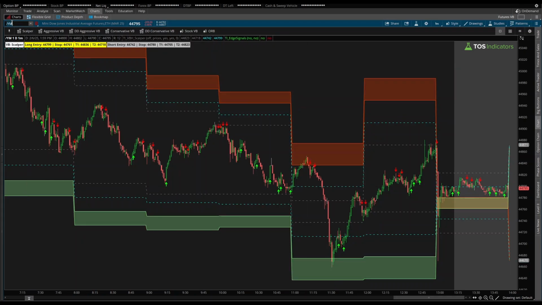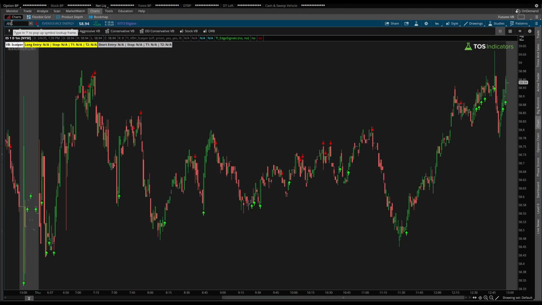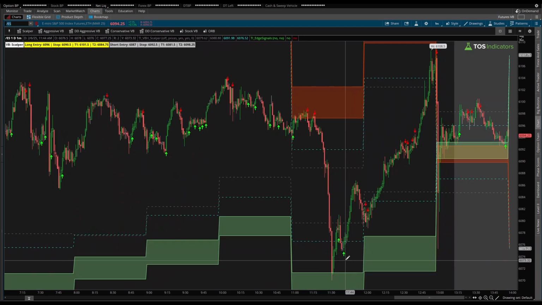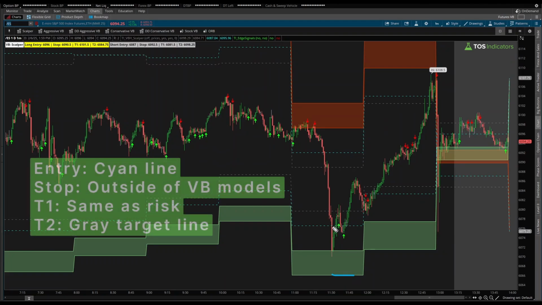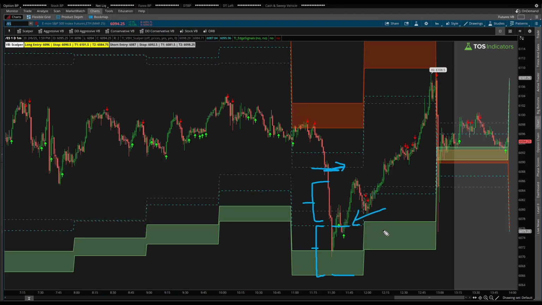So one more time, if we were to recap the setup, and I'm going to come back to the S&P here to do that, what we're looking for is a breach of our sign line. We then want to see at least one of these edge signal arrows. Multiple is nice. Once we see that, an entry at the sign line, our stop is outside of the volatility box clouds. Whatever this risk amount is, that's what we're looking for our first target. And our second target is at this gray target line with the break-even stop.